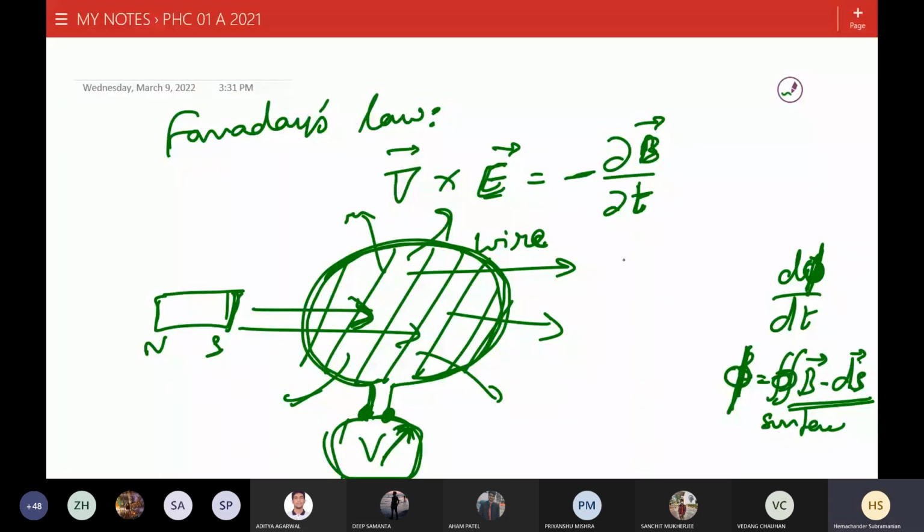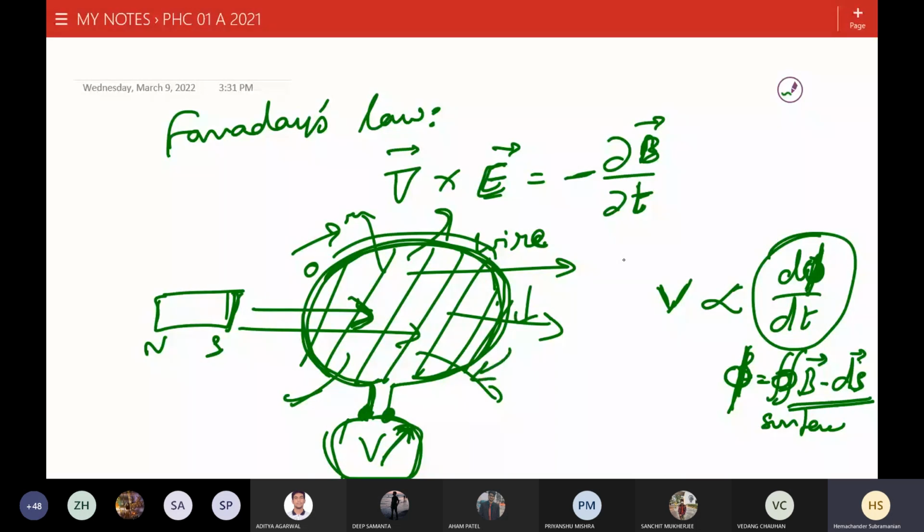Okay, so the flux changes, and this change of flux is proportional to the voltage, right? Okay. So what it does basically, when you change the flux, the electrons in the wire get pushed like this in a specific direction, right? They are pushed in a direction perpendicular to the flux. Am I right?